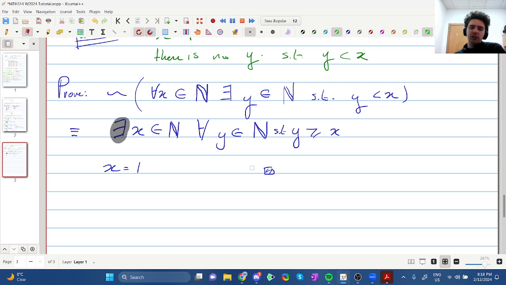And the "such that" doesn't change under the negation. Well, the "such that" did change, right? Like x less than y became y greater than or equal to x. So the "such that" is just a word, right? It's the statement after it that we're interested in.